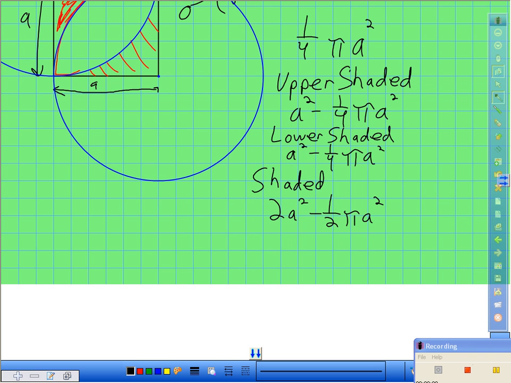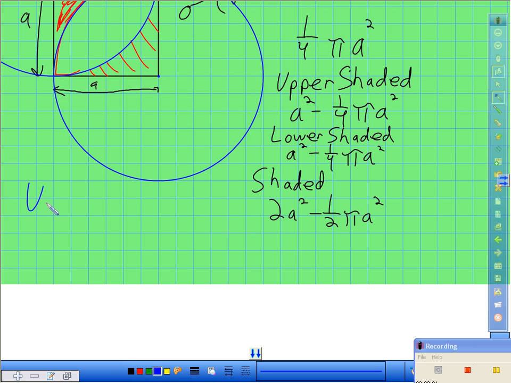Now, it all becomes... So that's the shaded area. Now, what's the question? Now, if that's the shaded area, what's the measure of the unshaded area? All right, so it's going to be A squared minus that again, right? So we do unshaded.